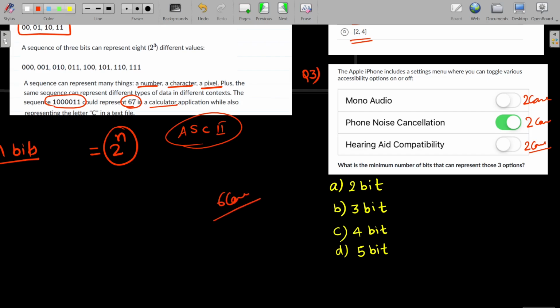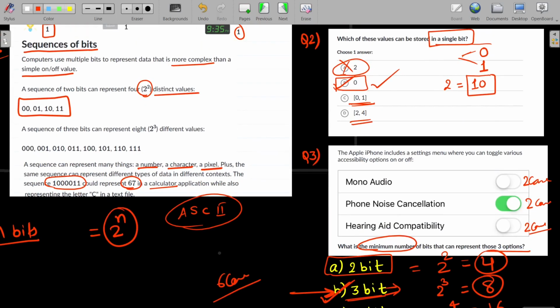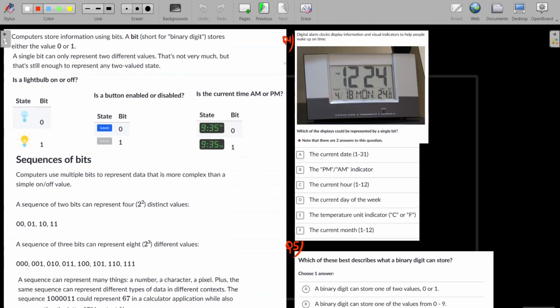So how many bits do we need? What is the minimum number of bits that can represent those options? With 2 bits, I can represent only 2 raised to power 2, that is four situations. 2 raised to power 3 for 3 bits means eight situations. Similarly, 2 raised to power 4 handles 16, and 2 raised to power 5 handles 32. But we need the minimum number of bits, so the minimum should be 3. So the answer is 3 bits. I hope you are getting these questions and explanations. Let us see the other questions.